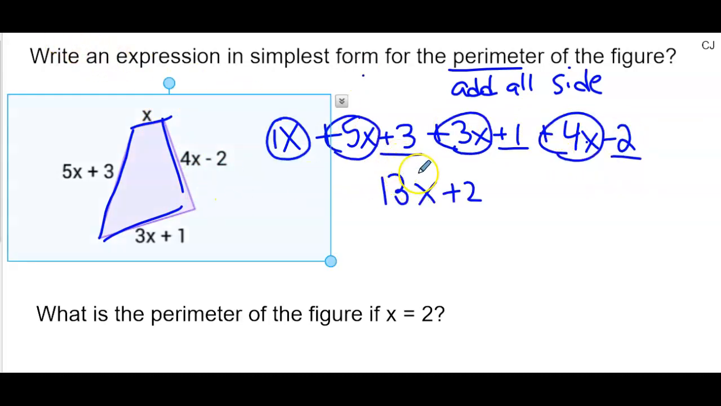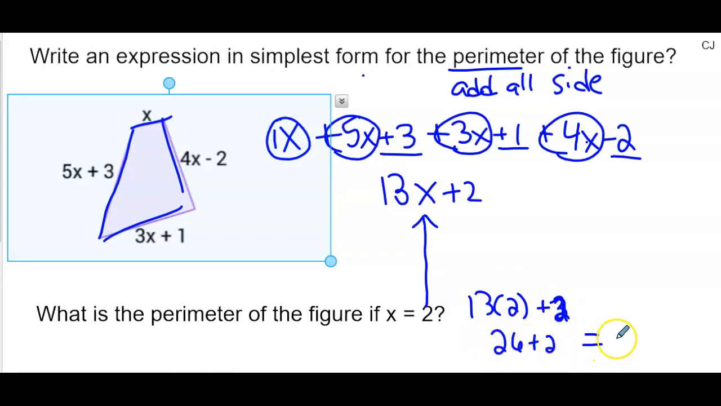So I went ahead and combined like terms, and I got 13x plus 2. And then it says, what is the perimeter if x equals 2? Well, you're just going to substitute in a 2 right there. 13 times 2 is 26 plus 2, which would give us 28.